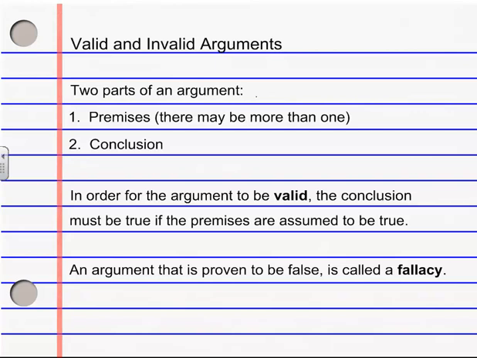And so that's exactly what we're doing here. We're going to look at the premises and we're going to come to a conclusion. And we're going to assume that the conclusion must be true if the premises are assumed to be true. Now, if an argument is proven to be false, it's called an invalid argument, or it's also called a fallacy.